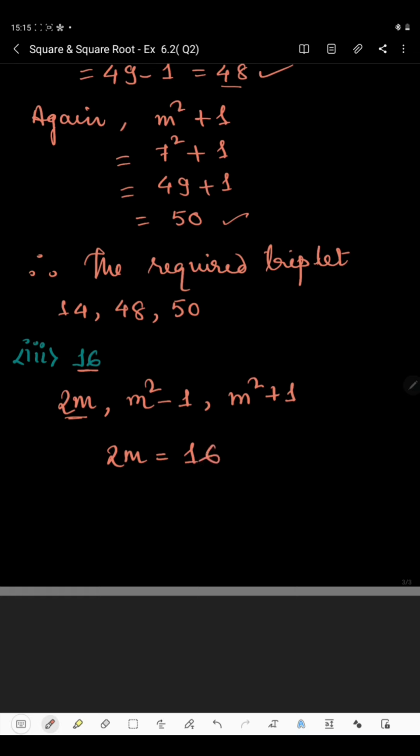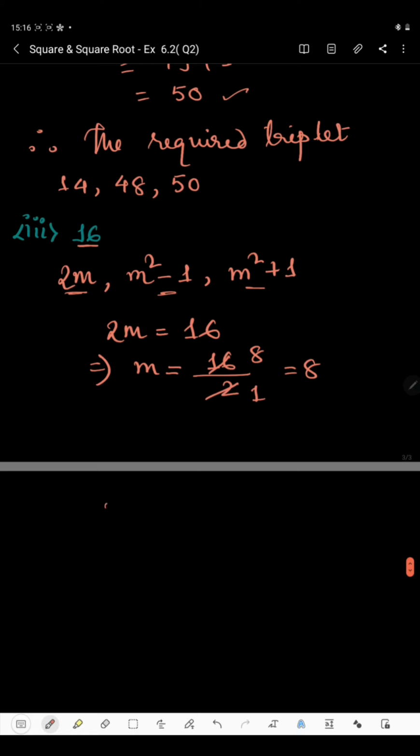So 2m will be equal to 16. What will be the value of m? 16 divided by 2: 2 ones are 2, 2 eights are 16. So the value of m will be 8. Now we will put the value of m here and here to get the second and third members as well. So m square minus 1 will be 8 square minus 1, because the value of m is 8. 8 square means 64, minus 1, which will be 63.